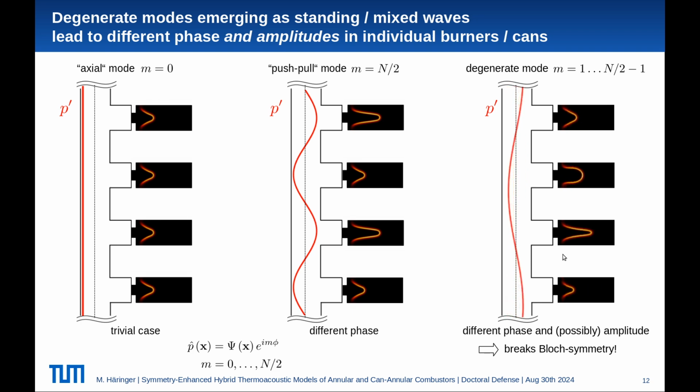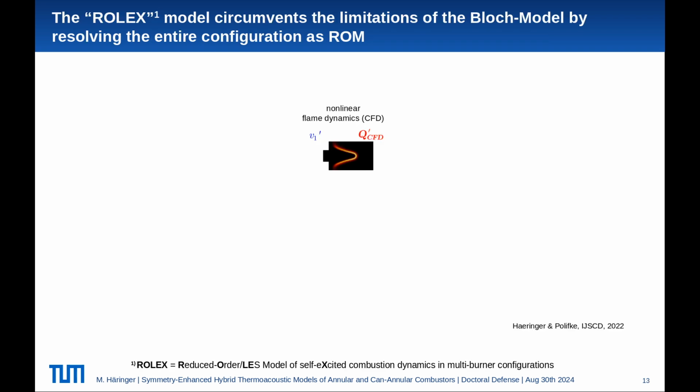In this case, we have different phase in the individual burners, but also different amplitudes. And we know the flame has nonlinear characteristics, and different amplitudes lead to different transfer behavior, which eventually breaks Bloch symmetry, meaning that in this case, the first model that we proposed is not applicable. So the model is applicable for all the cases except for degenerate modes, which occur as standing or mixed waves and eventually break symmetry. In order to circumvent this limitation, we formulate an alternative model.